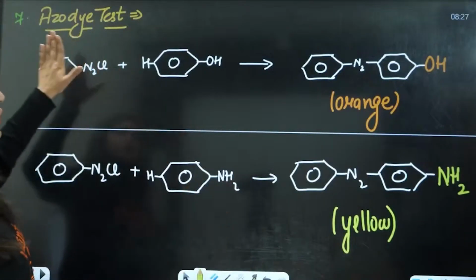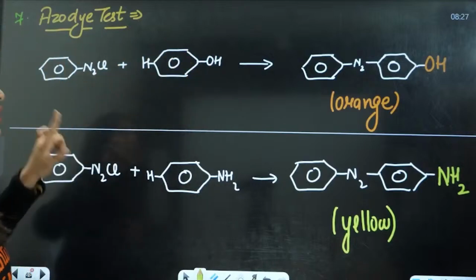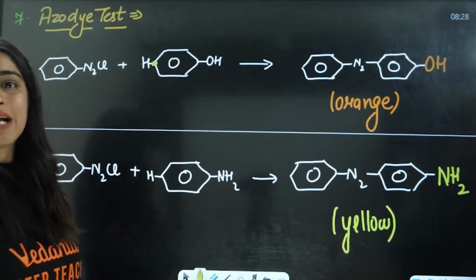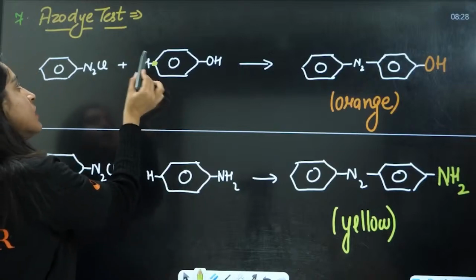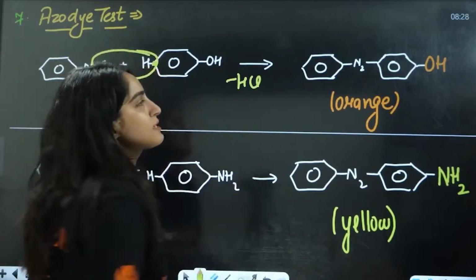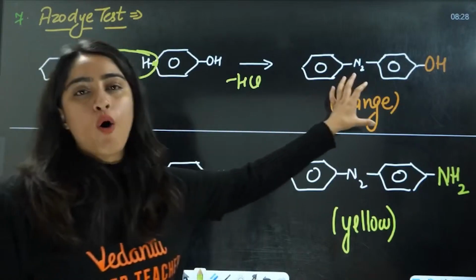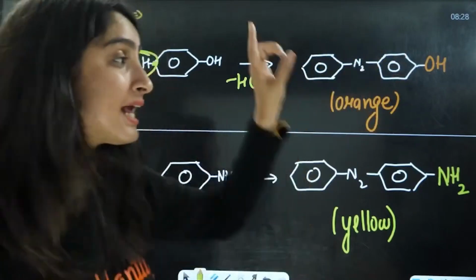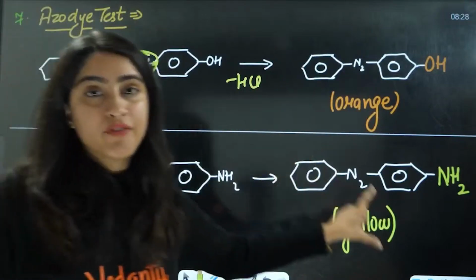First, the diazonium salt is reacted with phenol, and the hydrogen at the para position will be removed, right? It will be minus HCl, and you will have the formation of an orange dye here. In case of phenol, you will have an orange dye, right? In case of aniline, you will have a yellow dye.